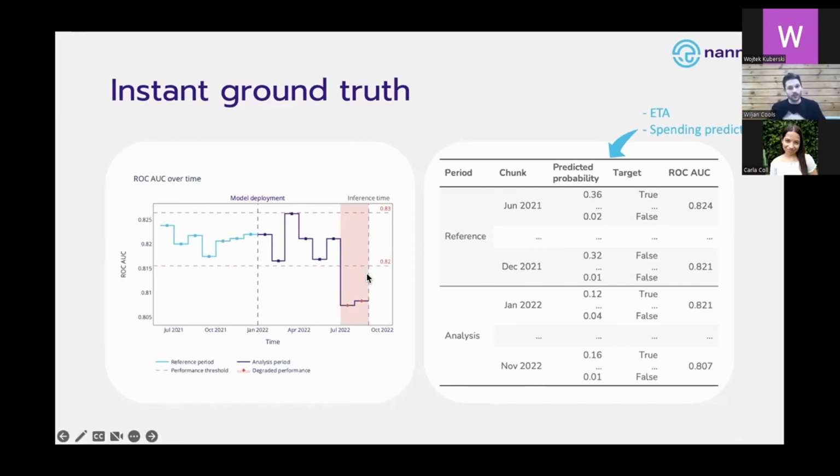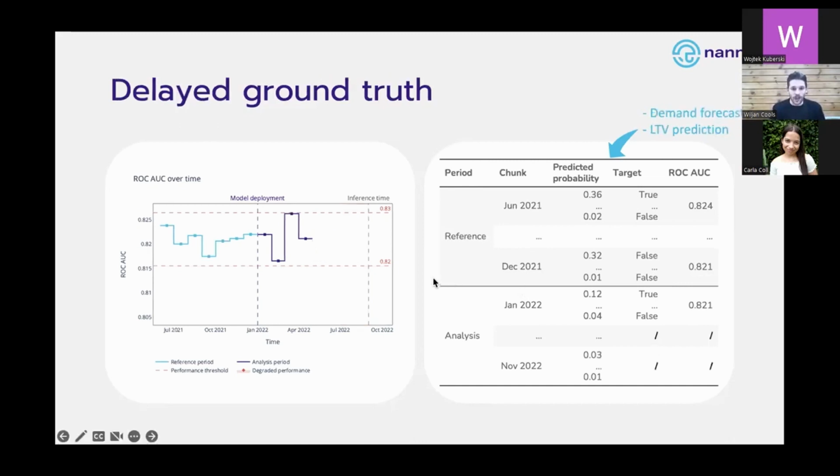A typical example in a regression use case where ground truth is instant, or almost instant, is if we're predicting the expected time of arrival of cars or planes. A few hours later, we will know how far off we were, and we will have gotten the actual target or ground truth. Also, if a customer is on our platform doing certain actions, we can try to predict how much they are going to spend. After the customer does a checkout, we know instantly how much they have spent.